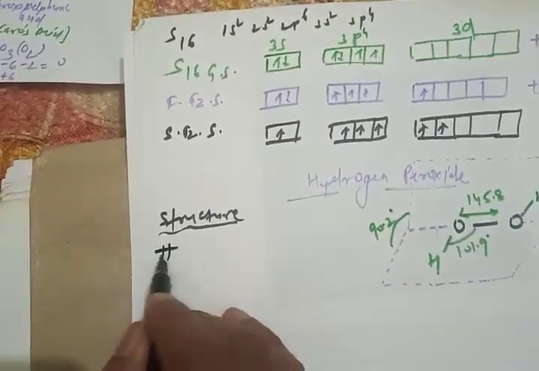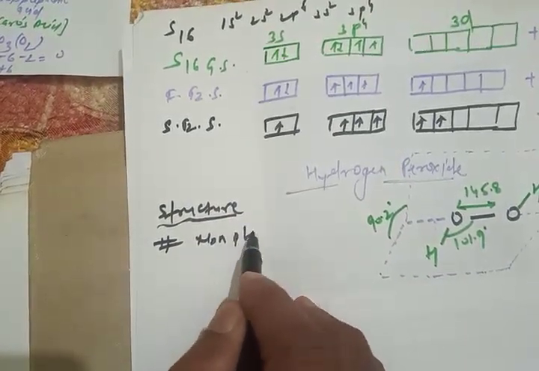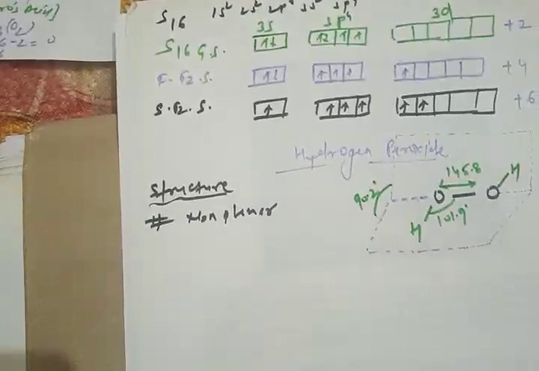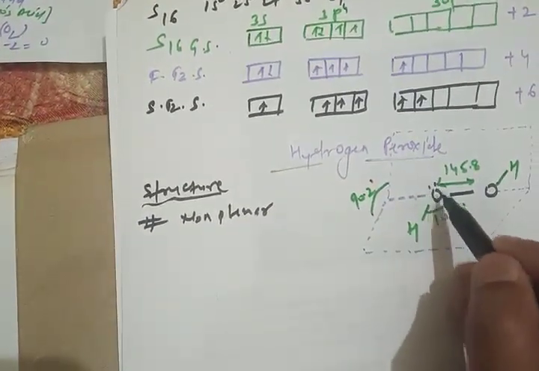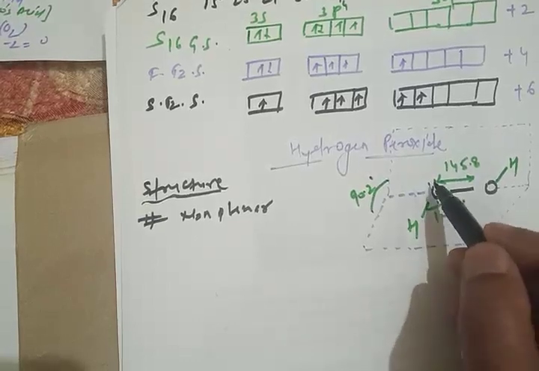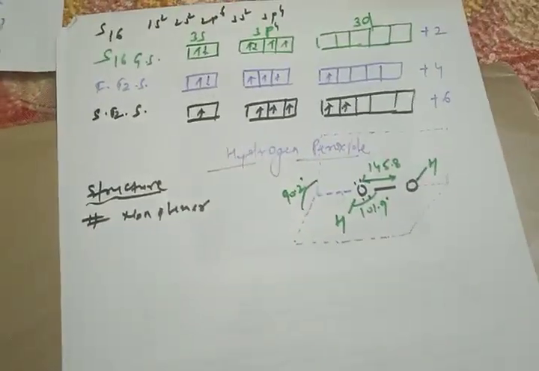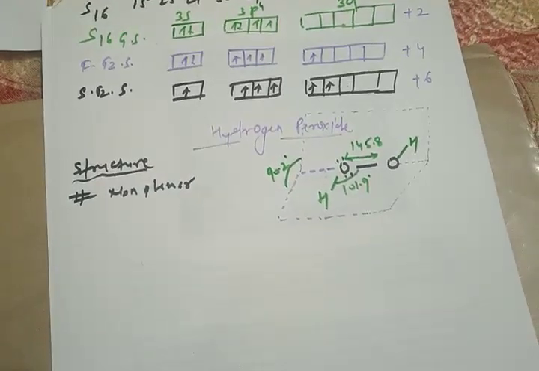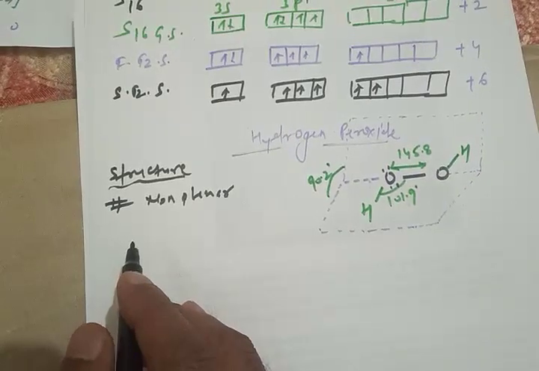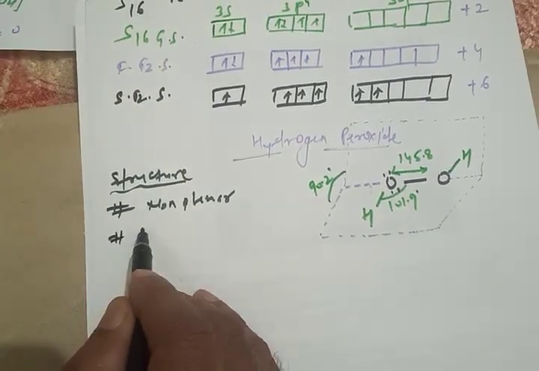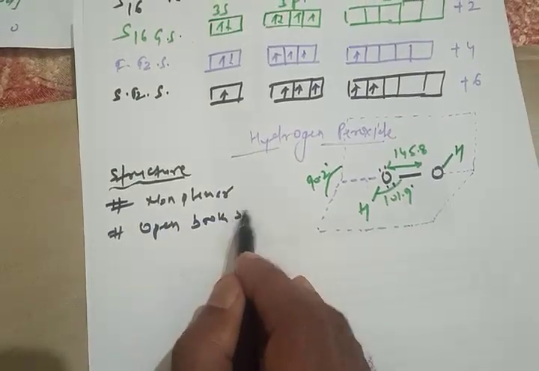So some of the structural information: first is non-planar. As you can see the hydrogen and oxygen here, 1 2 3 4, so it's sp3 hybridized, so it is non-planar. Then it is an open book structure. Open book look like.